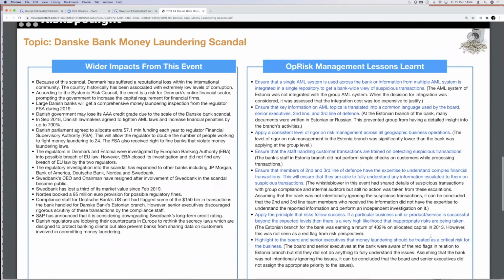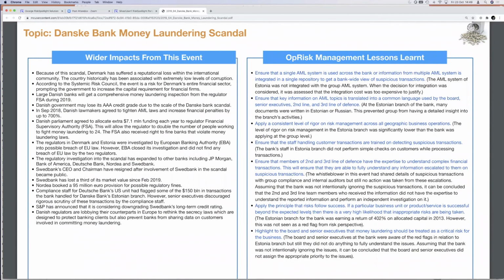And then this is where we highlighted what are the lessons we can learn from that incident, which can also be very important. If we want to avoid this happening in our organization, then let's go and fix all of these issues if they also exist in our organization.